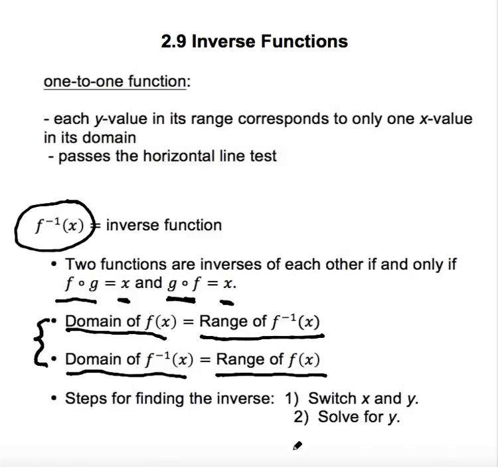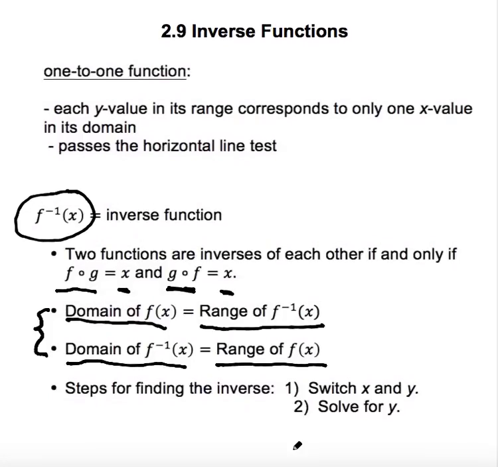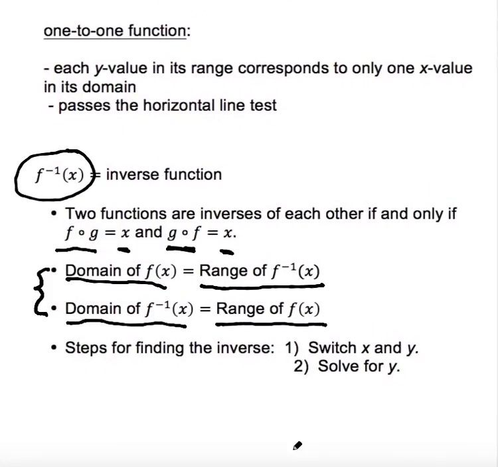One other thing we're going to be doing is finding the inverse of a given function, and there are two steps. Your first step is to switch your x and y, not x and y values, but literally flip-flop the x and the y variables. Then, if you solve for y, you will come up with the inverse function.